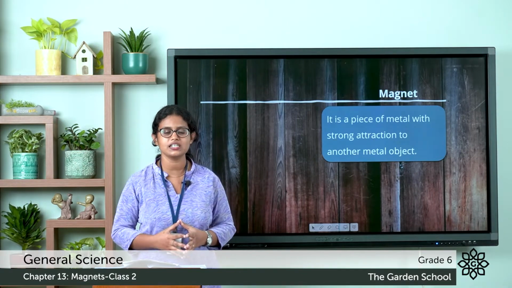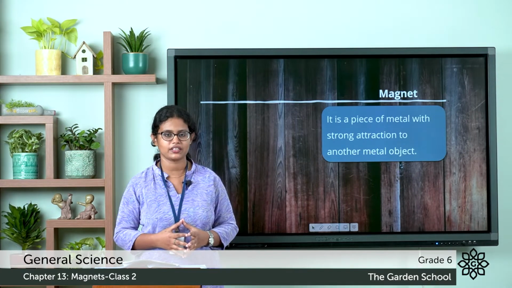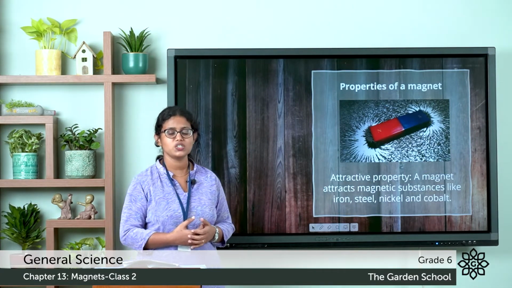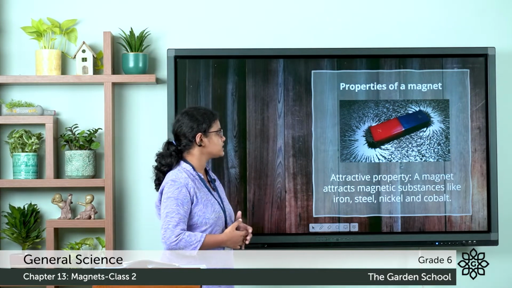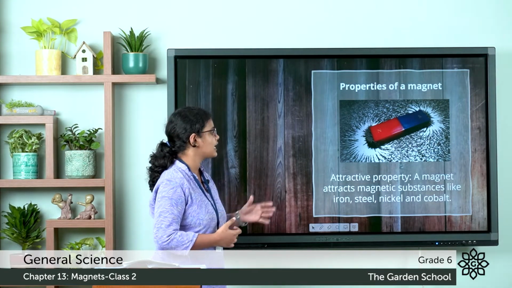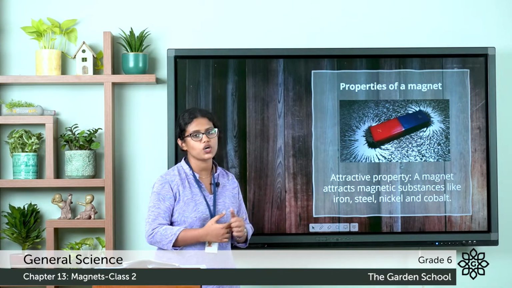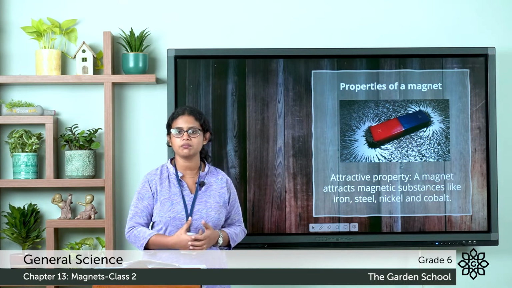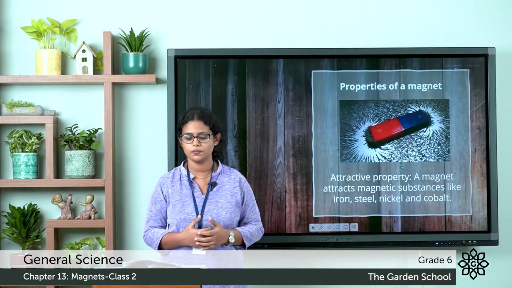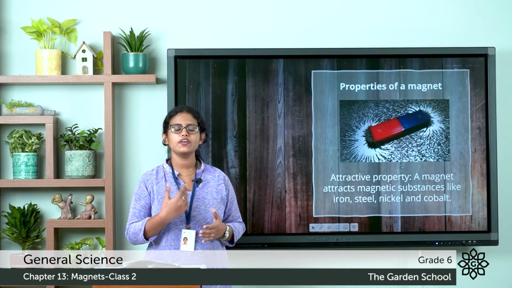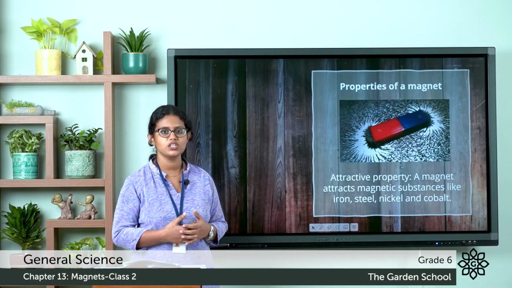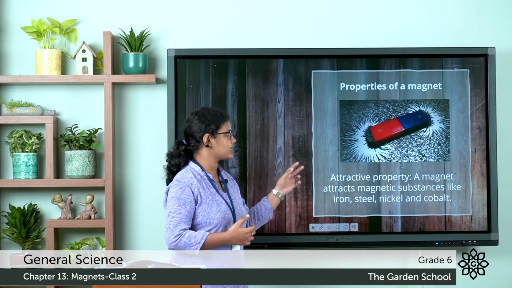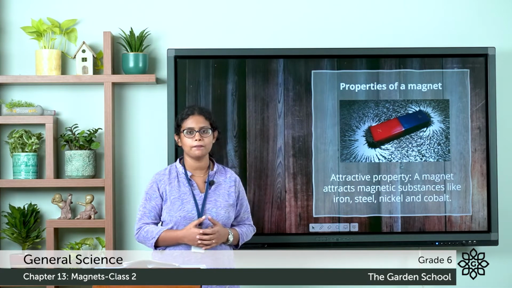Today, let's discuss some of the properties of a magnet. So, the first one is the attractive property. So, what is this attractive property? A magnet attracts magnetic substances like iron, steel, nickel and cobalt. So, this property is used to separate magnetic materials from a mixture. So, for example, if a bar magnet is brought close to an iron filling, as you can see, it gets stuck at the two ends of the magnet.